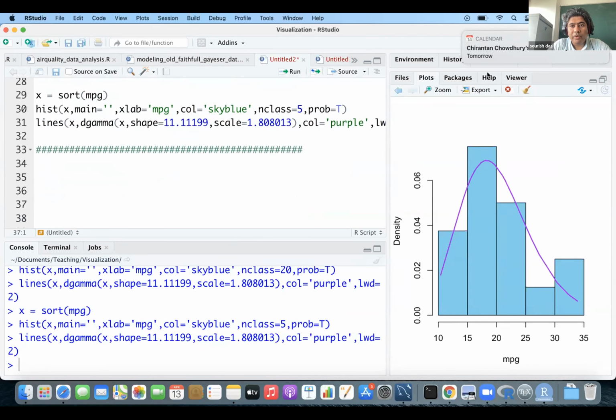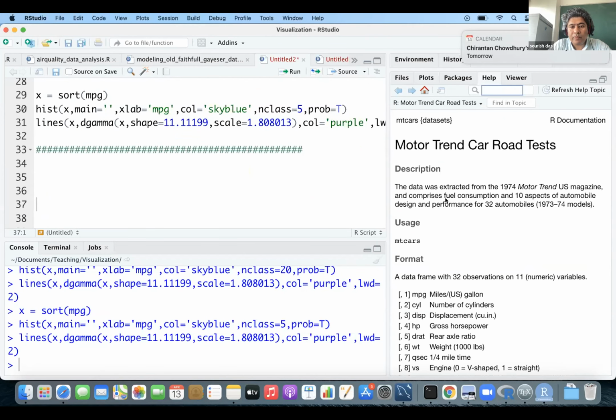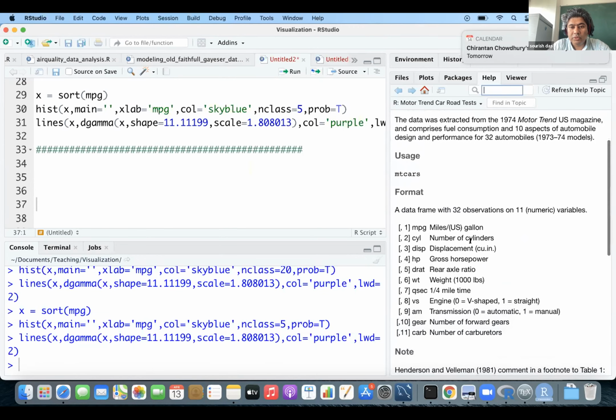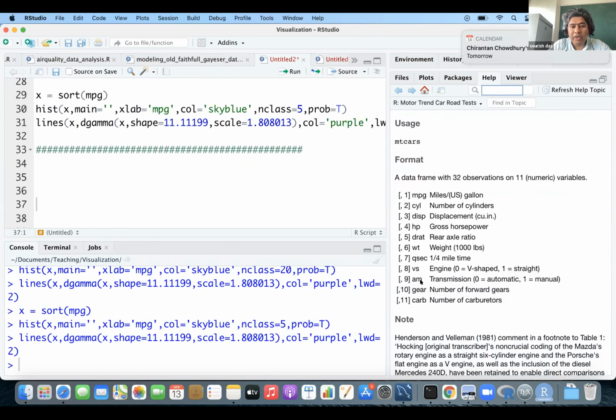So if you look into the mtcars data set, okay, let me take this AM thing. Okay.